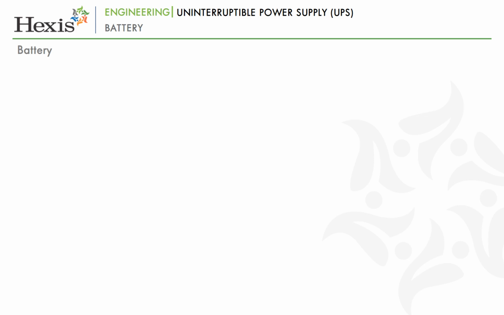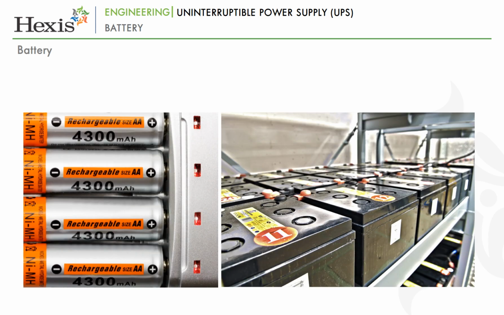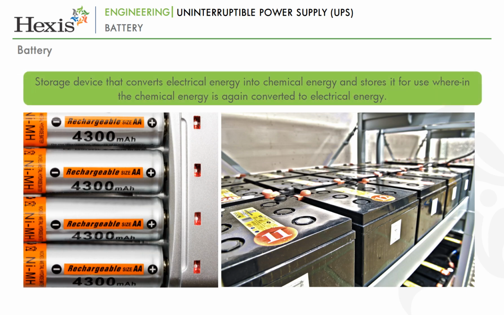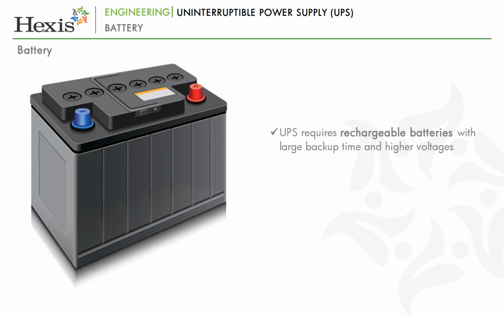Of all the components, battery is the most crucial component of UPS. Let us now understand what are batteries and their types. A battery is a storage device that converts electrical energy into chemical energy and stores it for use, wherein the chemical energy is again converted into electrical energy. In UPS, rechargeable batteries are used, which can offer large backup time and higher voltages.